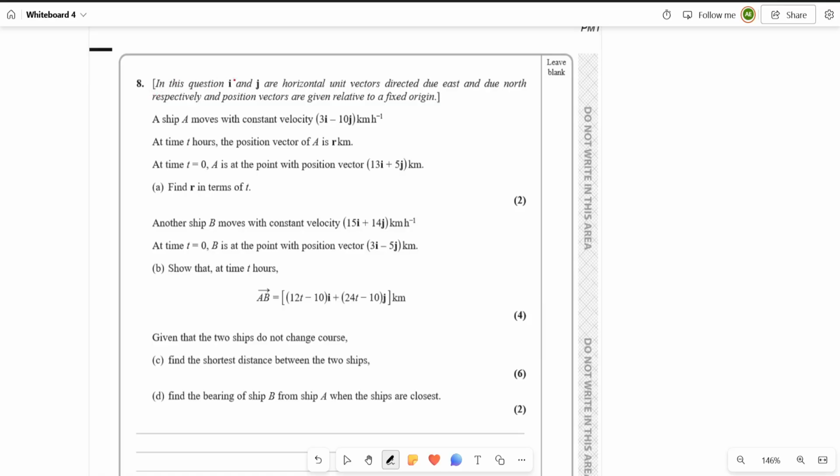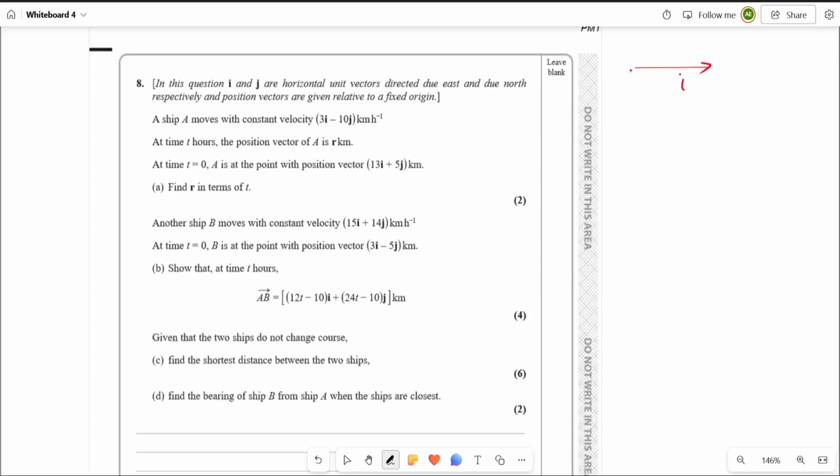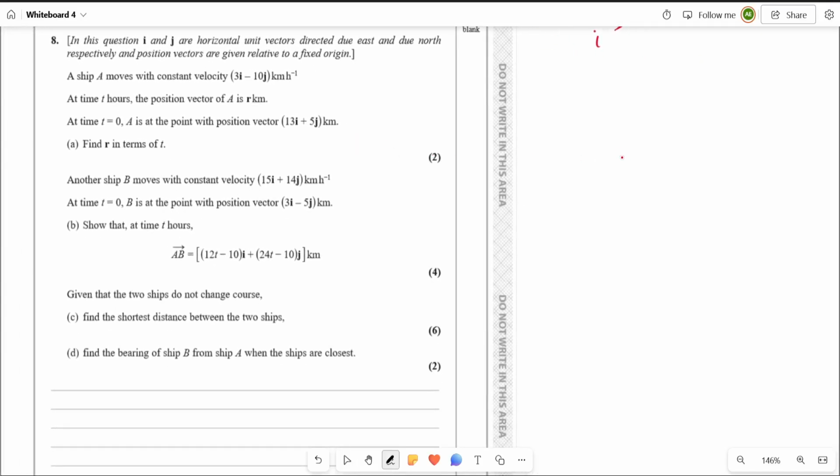So let's start by reading the question. It tells me that in this question, i and j are horizontal unit vectors directed due east and north respectively. So it's just telling me that i is a unit vector, which is a vector with a magnitude of 1 pointing to the east, and j is a unit vector pointing to the north. Okay? So it says ship A moves with constant velocity 3i minus 10j kilometers per hour. At time t hours, the position vector of A is r kilometers. What is a position vector?